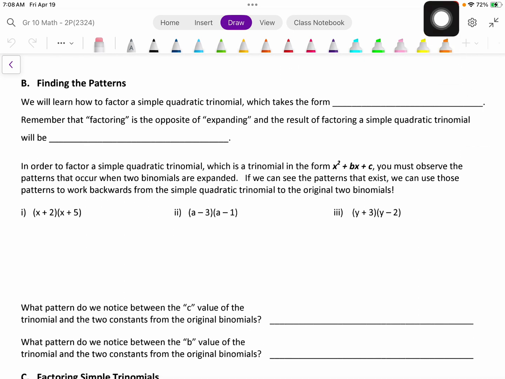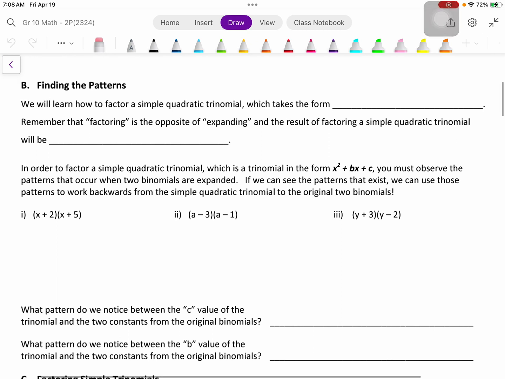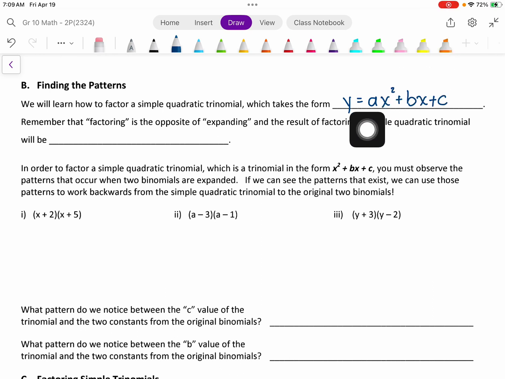So first of all, a simple quadratic trinomial has an equation of y equals ax squared plus bx plus c. So in today's lesson, a is always going to be 1, so we'll see no number there. Remember, when we have a coefficient of 1, we don't have to write it. So we're going to see x squared plus bx plus c. So we'll have some number here and some number over here.